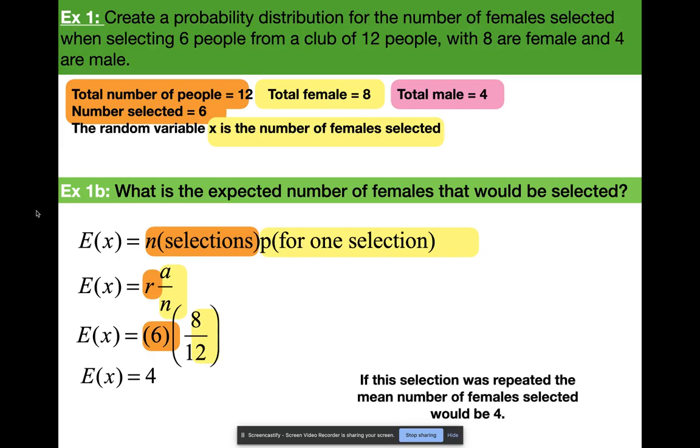Okay, so again, expected value means if we were to repeat this many times, the mean number of females that you would select would be 4. Okay, so just kind of a big summary of this lesson now.